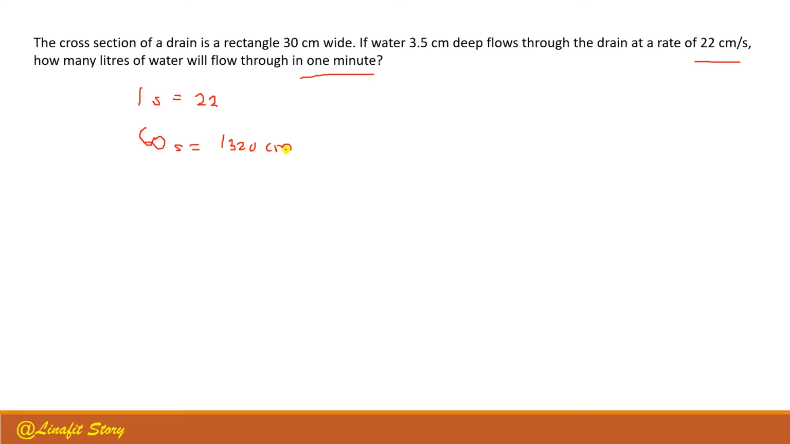So the amount of water that will flow through in 1 minute is 30 times 3.5 times 1320 is equal to 138,600 cubic cm. Then we will convert it to liters. Is equal to 138.6 liters.